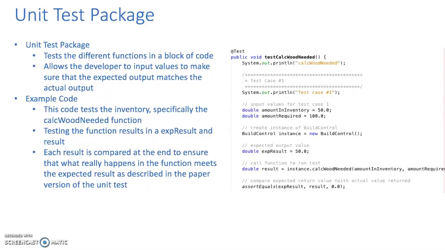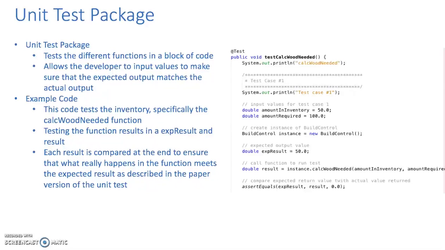In this example code, we have a test case for this function called test calc wood needed. And this would be used in our island game, where we're testing to see how much wood we'll need to build a raft. And so we have a couple of variables here, double amount inventory and double amount required. We've set those values as 50 and 100. And then we're building our control. We expect a result here of 50, and then we actually calculate a result using the inputs.